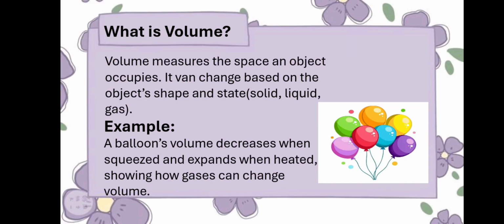Volume measures how much space an object occupies. It can change depending on the object's shape or state: solid, liquid, or gas. For example, when you squeeze a balloon, its volume becomes smaller. When you heat it, the balloon expands. This example shows how gases can easily change their volume.